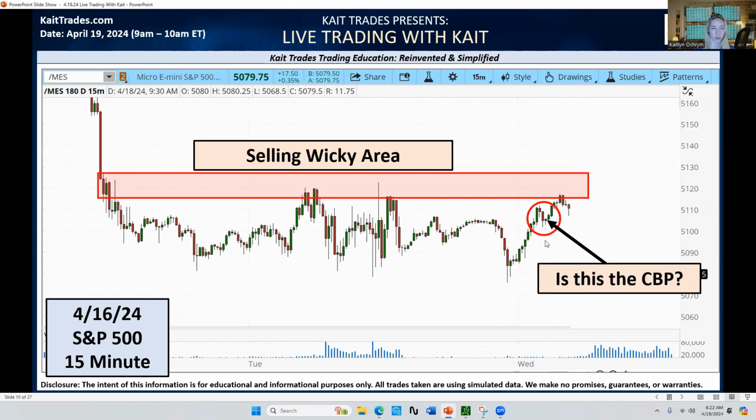It's better to wait. However, now as price is rallying to the upside, we've got to think, all right, we're in a wick area, I want to look to go short. Should I get in now? This is a question for you guys. Is this a controlling breakout pivot?